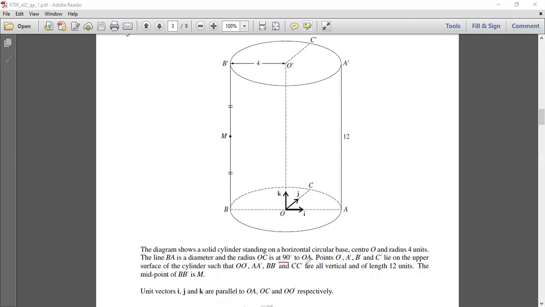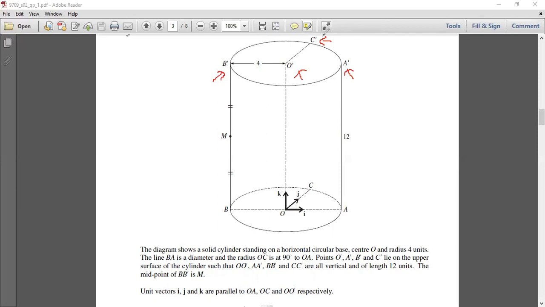And OC is 90 degrees to OA. So OC and OA are at 90 degrees. That's to signify the XYZ directions, the 3 axes, 3 dimensions. Points O prime, A prime, B prime, and C prime are all on the upper surface of the cylinder, these 4 points at the top there. OO prime is vertical, and the length is 12 units.